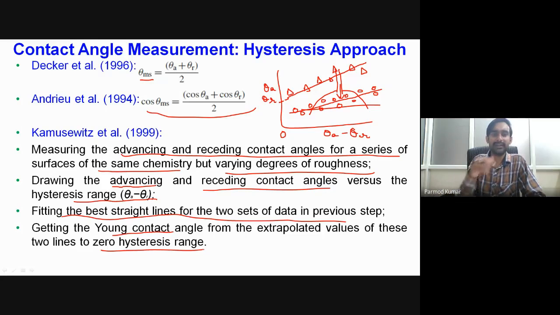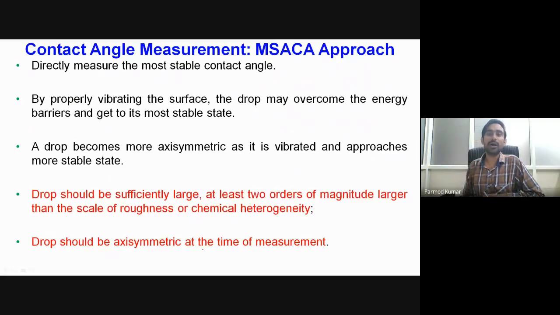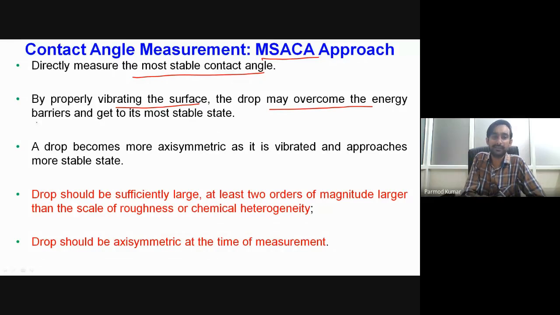Now one more technique for finding the values of contact angle is referred to as the most stable apparent contact angle approach. In this, we don't go for a large number of experiments. Rather, in a single experiment, we directly measure the most stable contact angle. It is an inherent property that when we vibrate the surface over which our droplet is resting, the drop has the tendency to overcome the energy barriers and reach the most stable energy state.